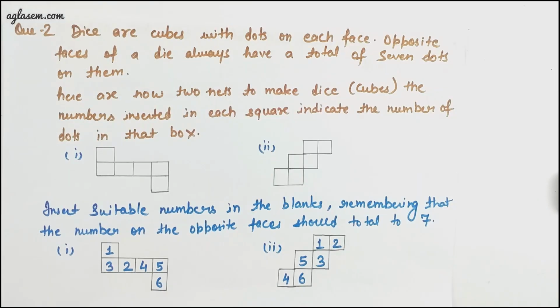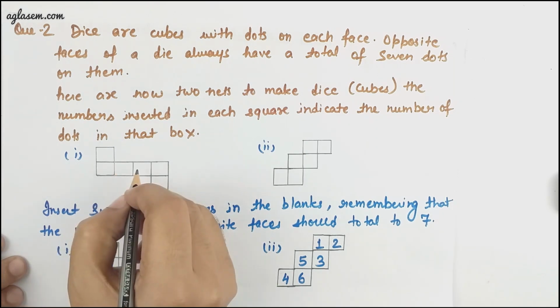Now question number 2, it says dice are cubes with dots on each face. Opposite faces of a die always have a total of 7 dots on them. Here are 2 nets to make dice, that is cubes. The numbers inserted in each square indicate the number of dots in that box. You have to insert suitable numbers in the blanks, remembering that the numbers on the opposite faces should total 7.